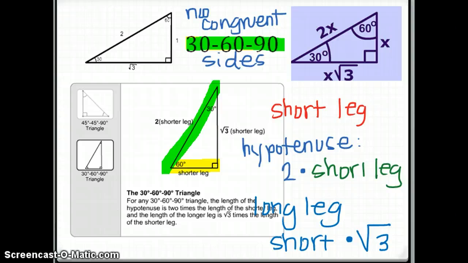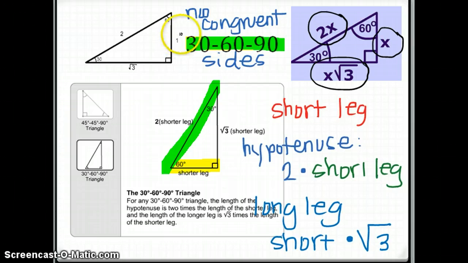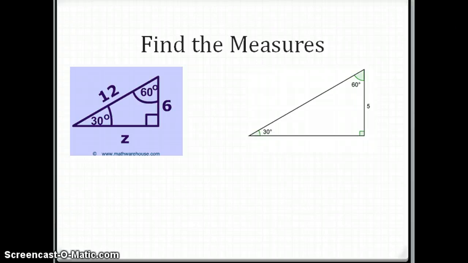Okay, so you can see it too at the top as well, that they have the short leg. They have 2 times the short leg, and then they have the short leg times radical 3. Same thing here. If the short leg was 1, 1 times 2 gives me 2, and then 1 times radical 3 gives me radical 3. So let's put this into play here. Let's look at the left one first.